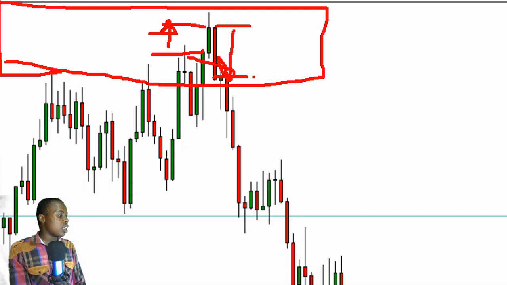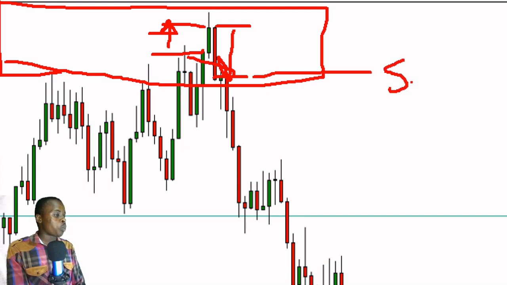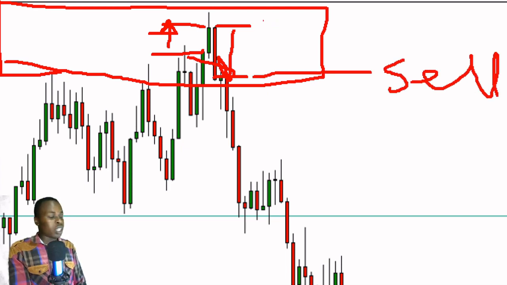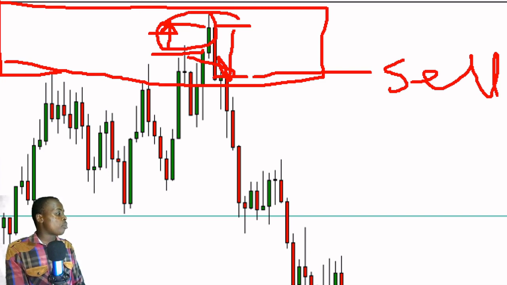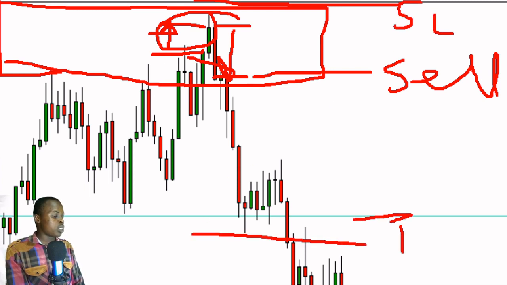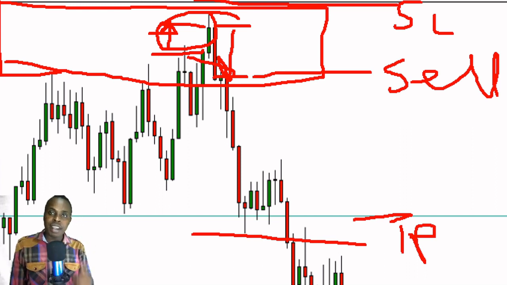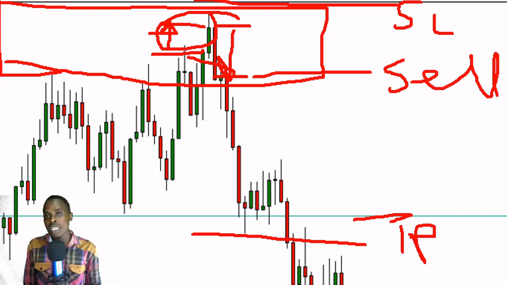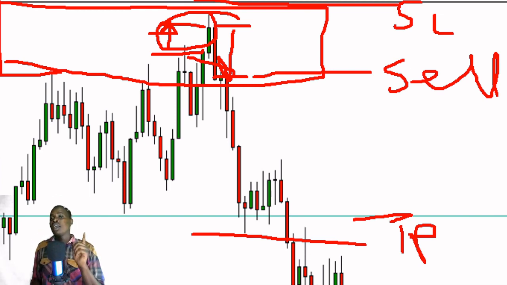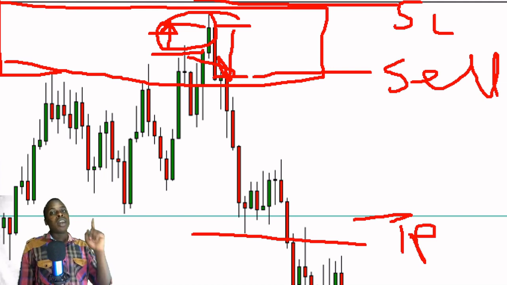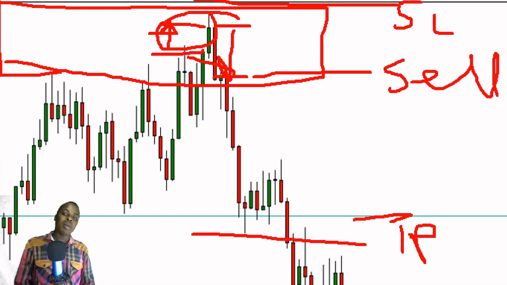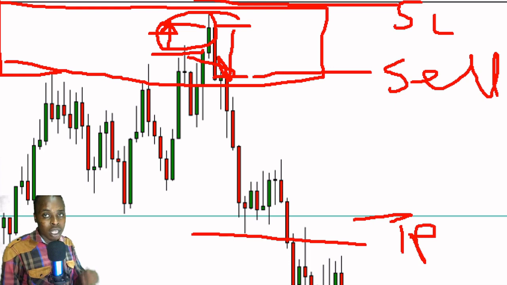And then there you are looking to sell, right? And then for the stop loss, you want to put it above this previous candle here. And then you take profits, you put it down below. And if you follow this framework, I can assure you that you can find more winning trades than losing trades. You are never going to get a 100% win rate. I will never tell you that you are going to win 100% of the time. In trading, you're going to lose some, win some, but make sure your wins are bigger than your losses.